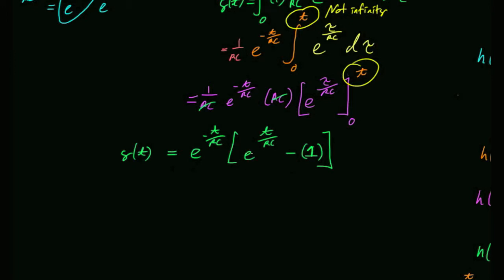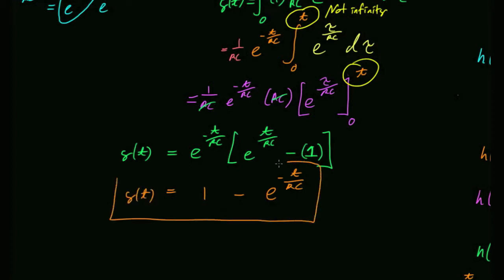What happens when I multiply those together? I get 1 because it's e to the minus t over RC times e to the positive t over RC. You add the exponents. You get 0 for the exponent. E to the 0 is 1 minus e to the minus t over RC. And it worked. Hooray. Is that what we expected? You bet.